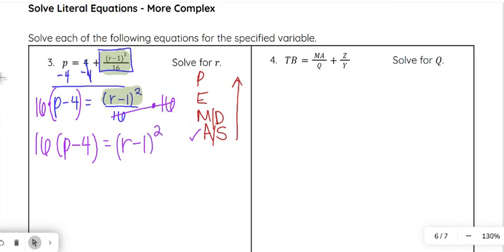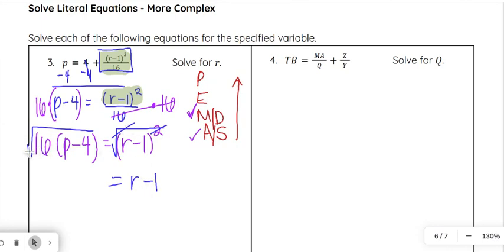So that got rid of, on that right side, the division. There was no multiplication there. So now we can move on to exponents. So we can get rid of or undo that exponent of the squared right here by square rooting both sides. So when we square root both sides, that square root cancels out that squared. And so we just have r minus 1 over here on the right side.